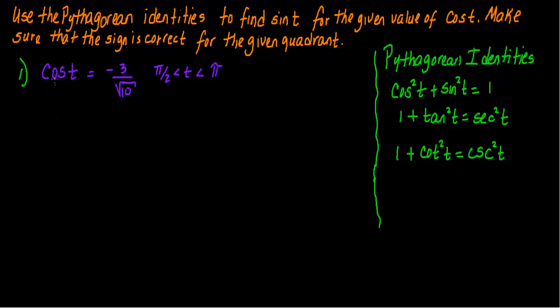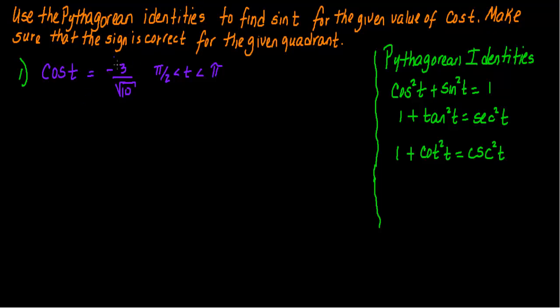For this example, it says use the Pythagorean identities to find sine of t for the given value of cosine of t, and make sure that the sign is correct for the given quadrant. Here's the example. Here are my Pythagorean identities. We have 3, and we're going to use these to find sine of t.